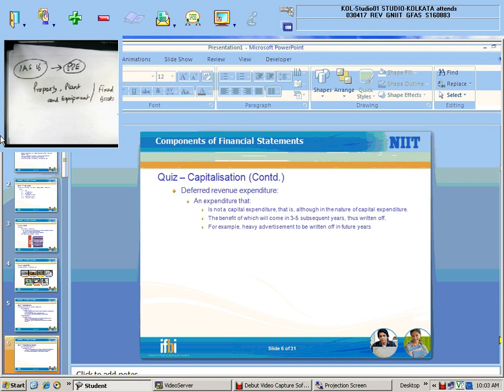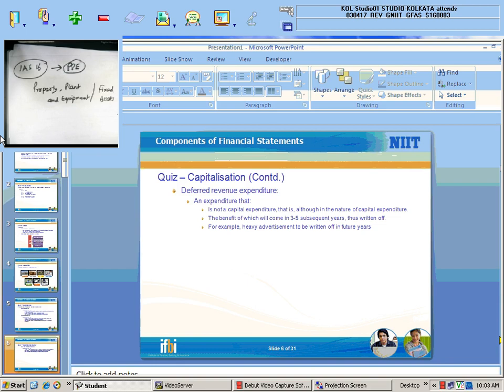So that is what Reliance Jio, whatever advertisement expenses they are incurring today in their books, a part of it they will expense to the profit and loss account this year as revenue expenditure, and the remaining part will be held in the balance sheet as a deferred revenue expenditure. It's basically an asset, and every year they will write off a part of that deferred revenue expenditure as the revenue expenditure of that year.